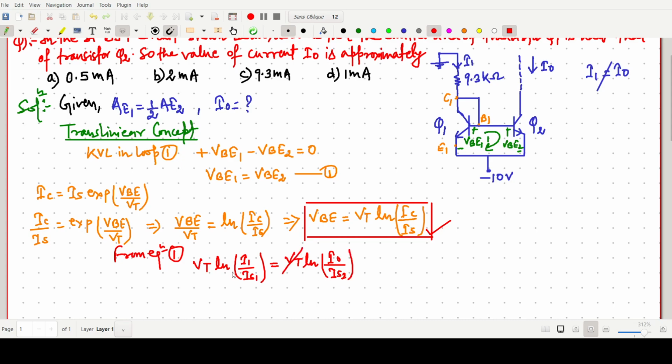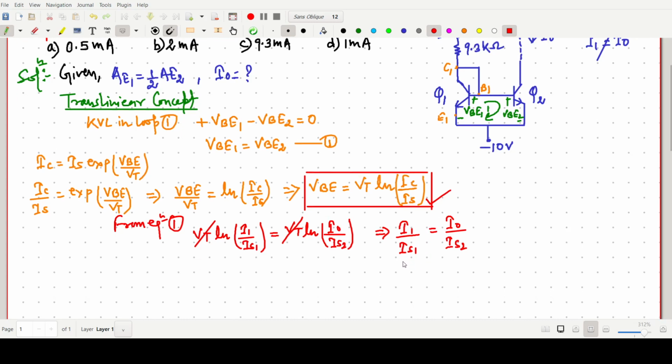Okay, so this VT will cancel out, and this will be equal to I1 by IS1 equals I naught by IS2. In the current mirror concept, we have to apply the translinear principle, and this is how we proceed. Now we have to find the value of I naught.